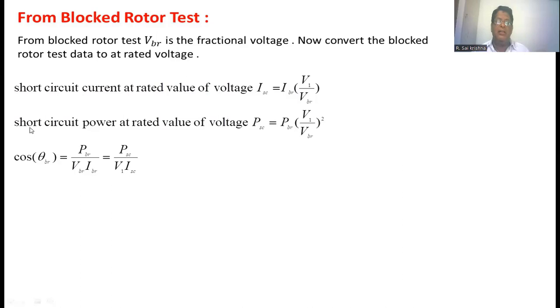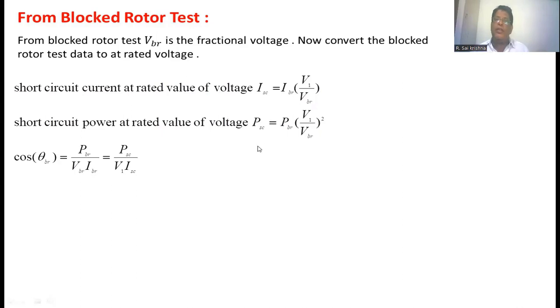In the same manner, the short circuit power at the rated value of voltage, denoted by P suffix SC, is equal to PBR into V1 by VBR whole square. PBR is the per phase power taken by the induction motor during the blocked rotor test. V1 is the per phase rated voltage. VBR is the per phase voltage applied to the induction motor during the blocked rotor test.